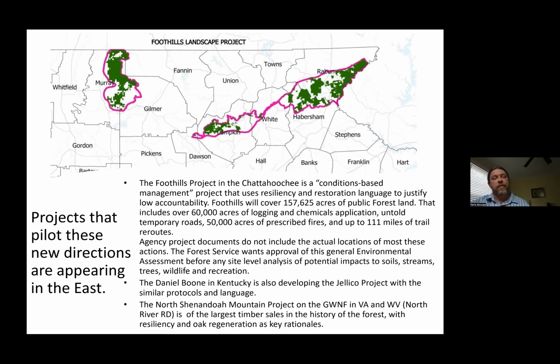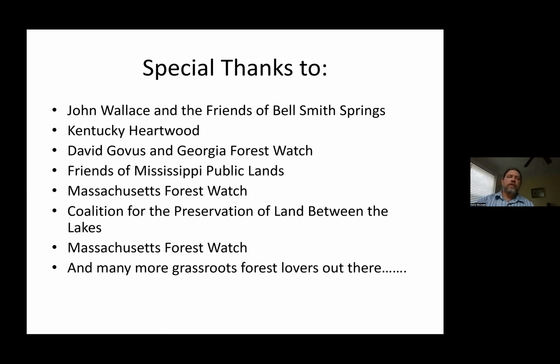We're seeing in other forests that similar rationales are happening. Like I said, it's fairly early in these types of new legal structures, so the agency's kind of feeling its way, and we're just monitoring the situation right now in places like the Daniel Boone and the George Washington National Forest.